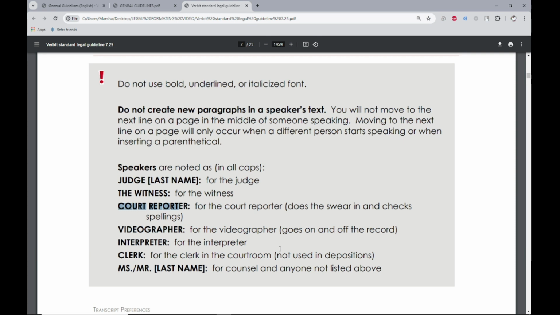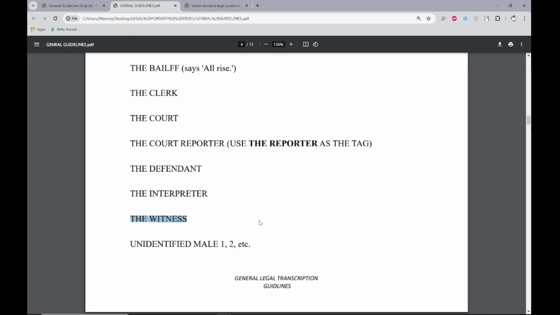So if your transcript has the court reporter and has a videographer, most probably the court reporter will be the one swearing in the witness, and the videographer will be announcing on and off the record. But if your file doesn't have the videographer, then all that work will be done by the court reporter or the reporter. Okay, so in most of the files, they won't use court reporter. They are going to use reporter.